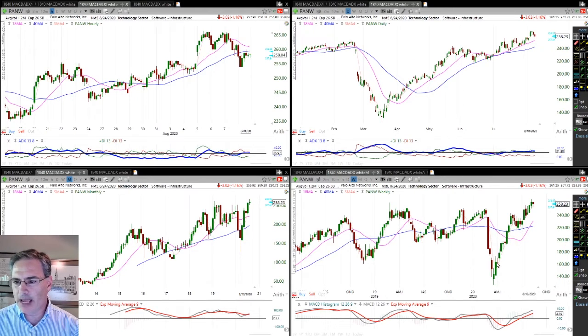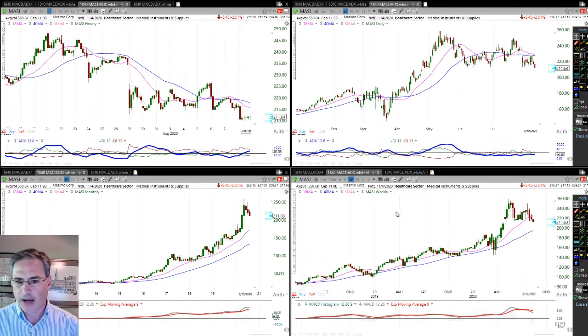PANW is trying to break out. But again, it's sort of a little bit overbought. Not as bad because it did pause here. I think this is somewhat interesting. I'd like to see, again, maybe just a minor pullback or something like that. And then if it came up through the breakout area, that would be pretty intriguing to me.